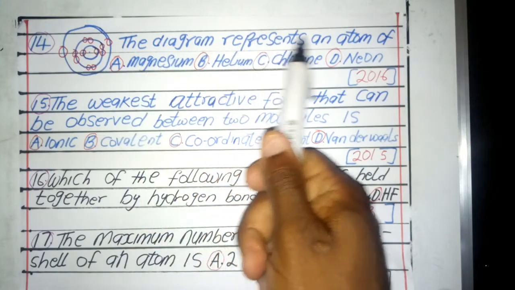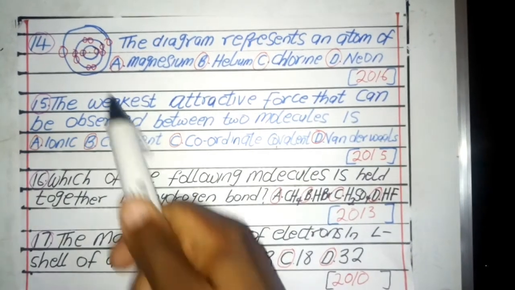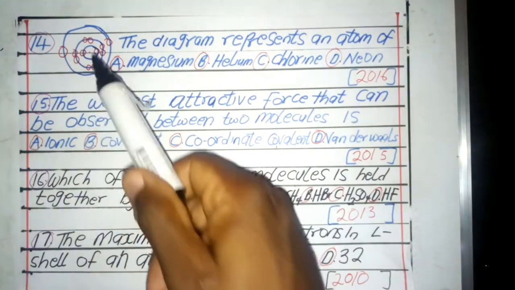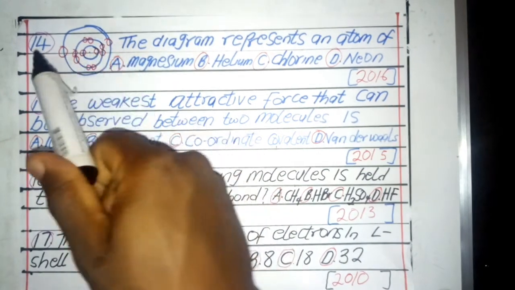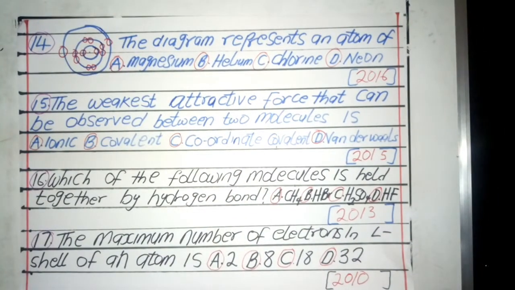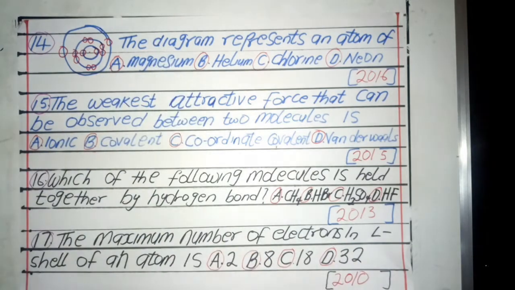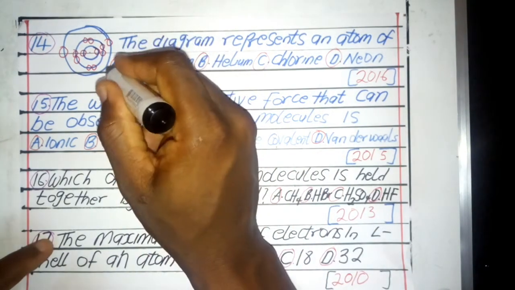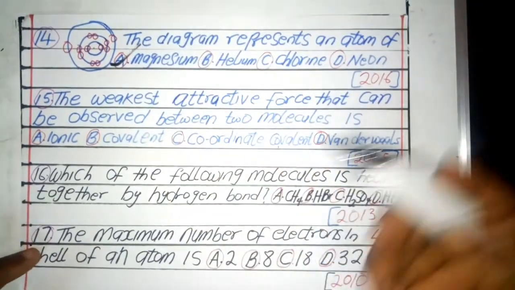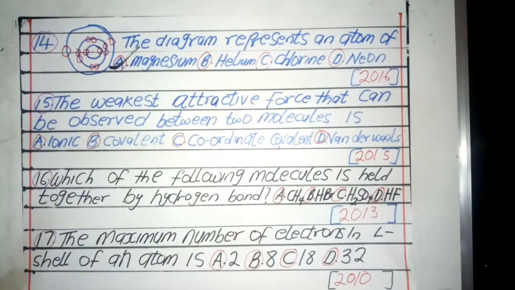The diagram represents an atom of, because we have to count the number of electrons. So this is 10, 11, 12. Of course, first 20 elements. This is a neutral atom, right? The one that has an atomic number of 12 is magnesium. So the answer is A, magnesium. How do we get A? Count the number of electrons here. It's 12.